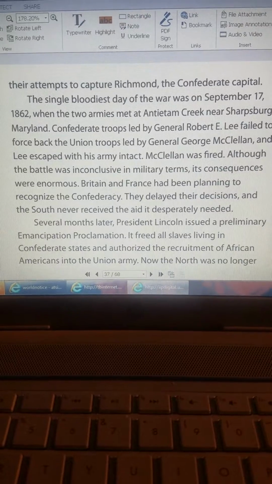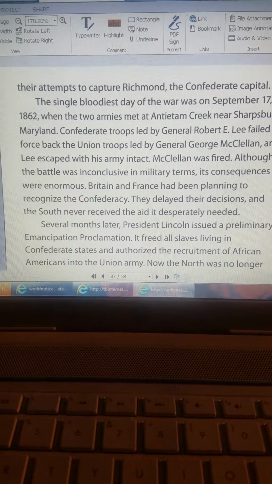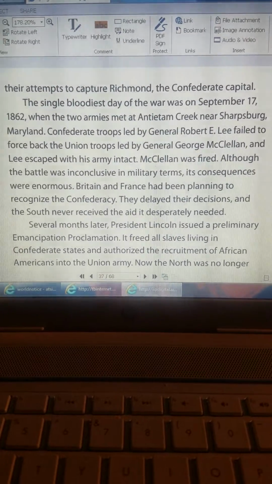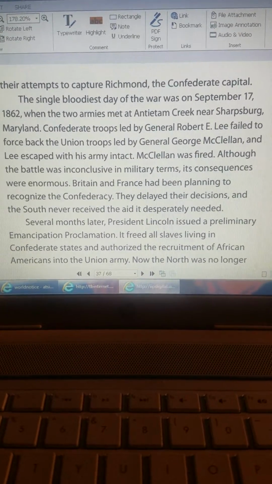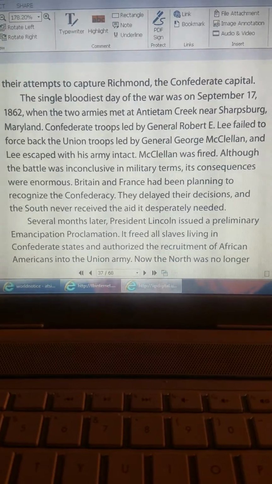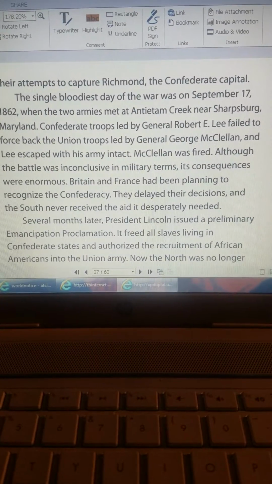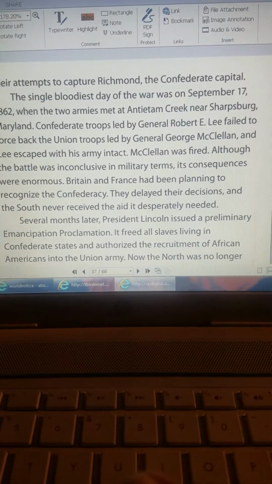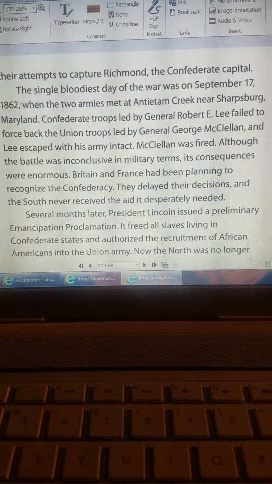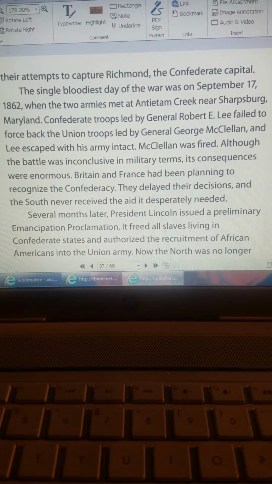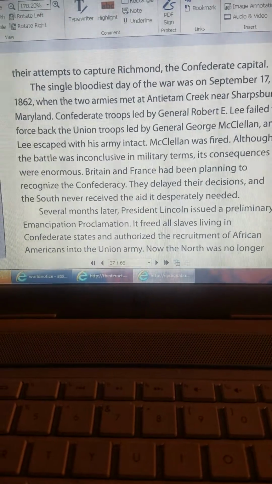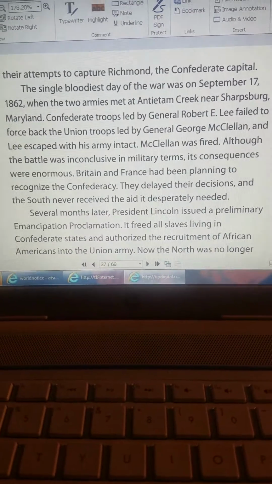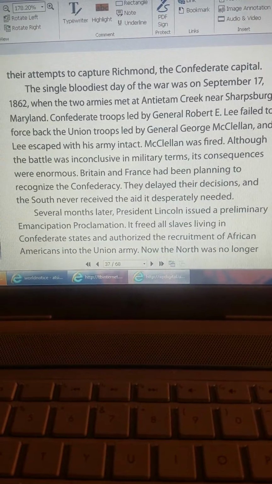McClellan was fired. Although the battle was inconclusive in military terms, its consequences were enormous. Britain and France had been planning to recognize the Confederacy. They delayed their decisions, and the South never received the aid it desperately needed. Several months later, President Lincoln issued a preliminary Emancipation Proclamation, and it freed all slaves living in the Confederate States and authorized the recruitment of African Americans into the Union Army.